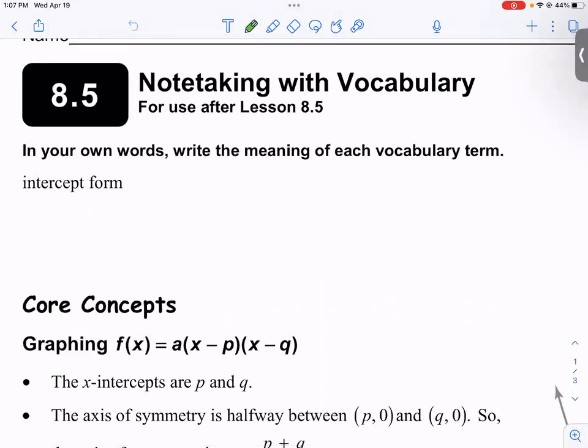Can somebody tell me what an x-intercept is? Colin? Okay, it's where our graph crosses the x-axis. So intercept form is us using our x-intercepts to graph. Okay.